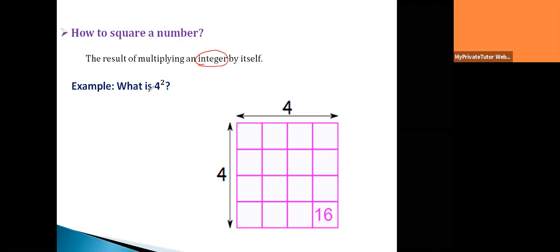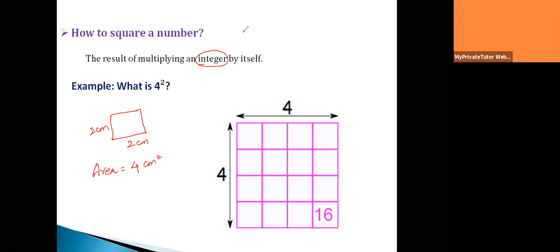I just mentioned integer because that number can be positive or negative, even 0. Why is the name square? I hope everyone knows that for a square, all the sides are equal, right? So if this side is 2 centimeters, this is also 2 centimeters. What is the area of the square? We multiply side by side, which is 4 square centimeters. That is multiplying. That's why it is called a square.